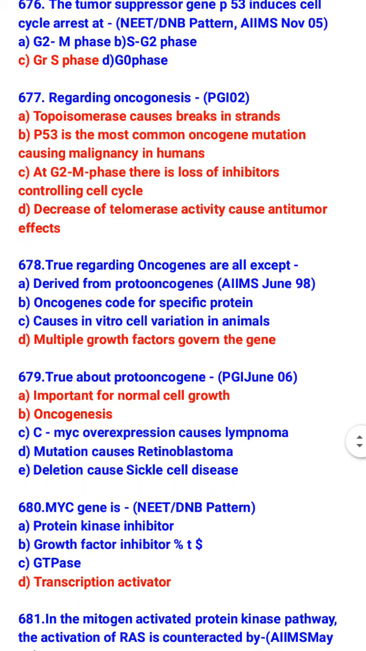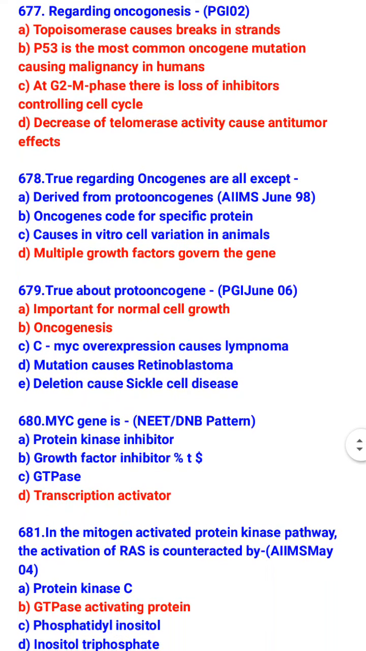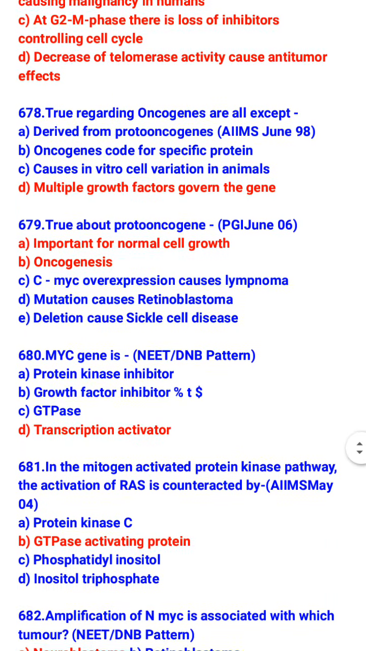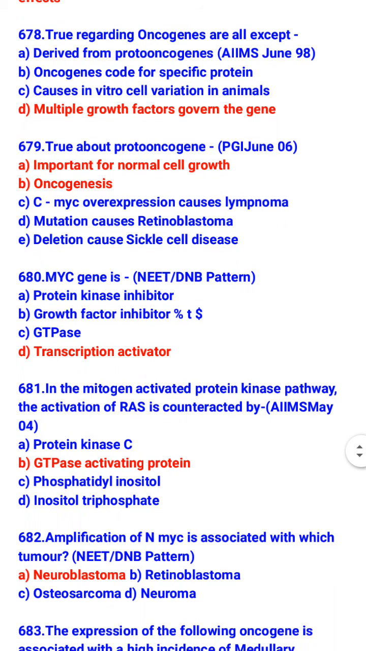True regarding oncogene are all except. So what is true regarding oncogene? Derived from proto-oncogenes, oncogenes code for specific proteins, and cause in vitro cell transformation in animals. And what is not true is that multiple growth factors govern the gene. What is true about proto-oncogene? Important for normal cell growth and oncogenesis. MYC gene is a transcription activator.